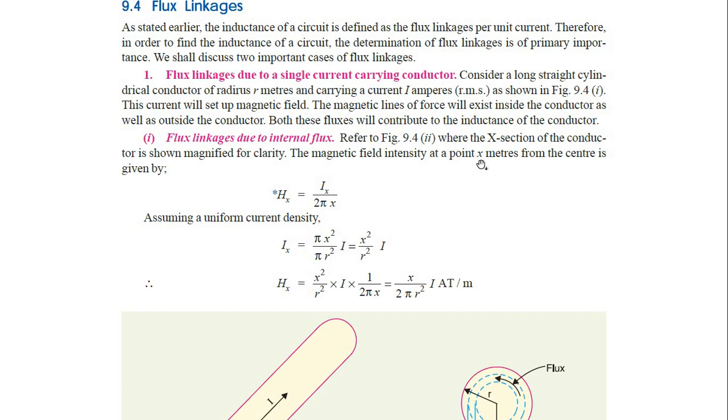Okay, the magnetic field intensity at point x meters from the center of the conductor is given by Hx is equal to Ix upon 2 pi x. Assuming a uniform current density, Ix is equal to pi x square upon pi r square into I. Now uniform current density means what? At a point x and at point r, if we take the ratio of them, it should give you x square, pi will get cancelled, x square upon r square into I, current I.